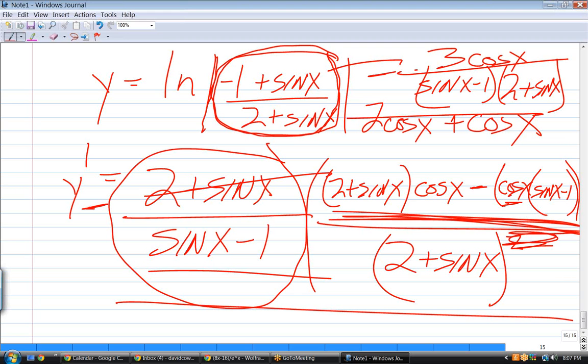Oh, yeah. Because the argument is always less than 0, so the derivative is always negative of what it would have been.